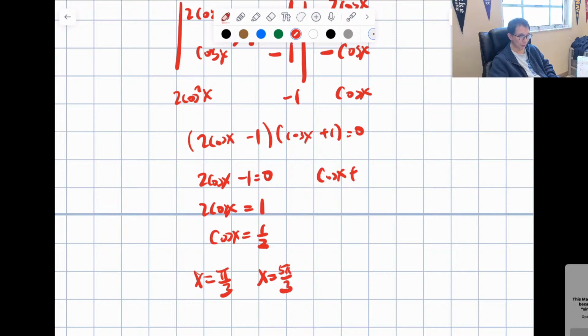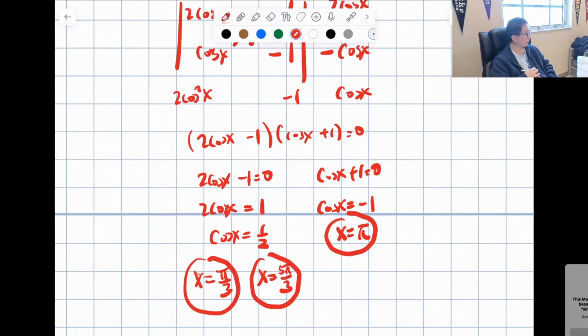When does cosine of x plus 1 equal 0? That means cosine of x equal to negative 1. When does cosine of x equal negative 1? Pi is correct. How many answers are there? 1, 2, 3.